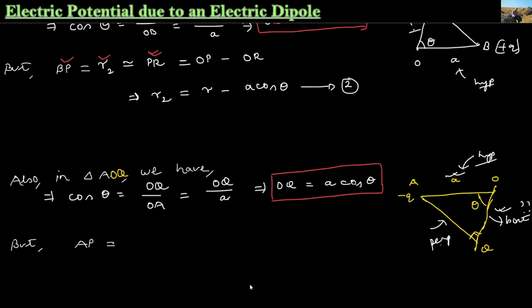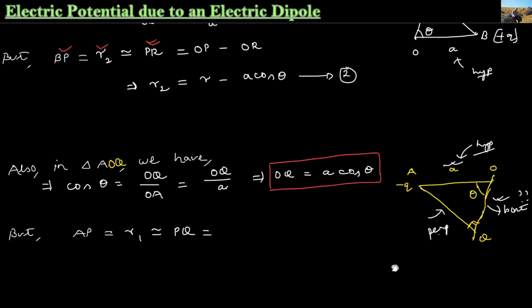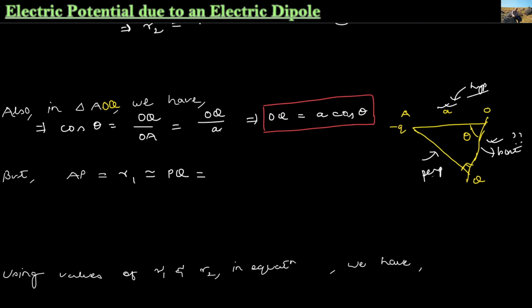So from here, AP equal to R1, and this R1 is approximately equal to PQ. But when you look from the figure, PQ is how much? Again, let me retrace over here.